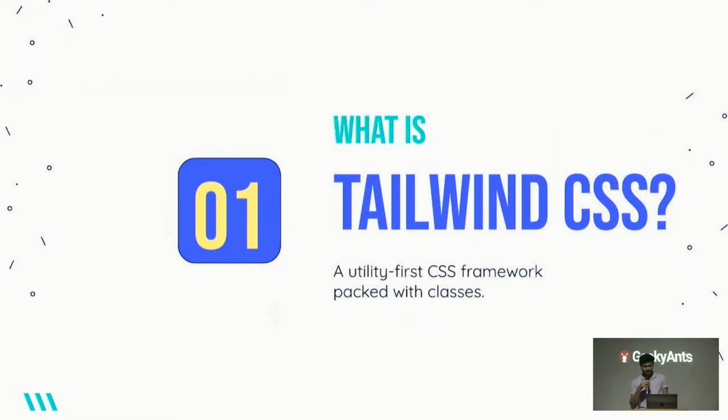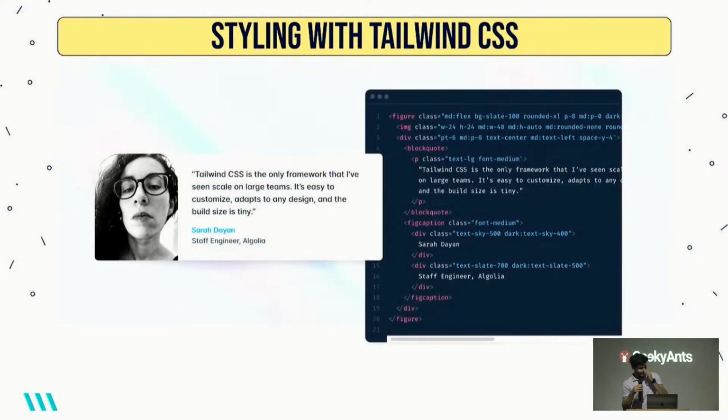So what is Tailwind CSS? It is a utility-first CSS framework which allows you to write your class names in certain patterns, and you can customize your components using that. So let's see an example of it.